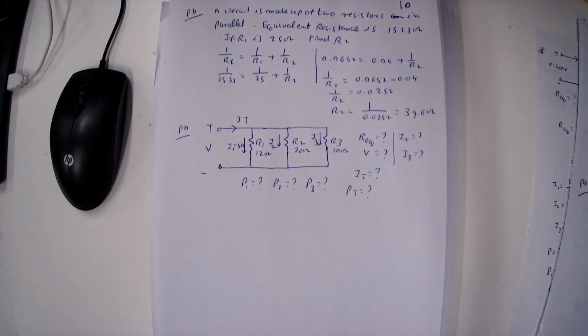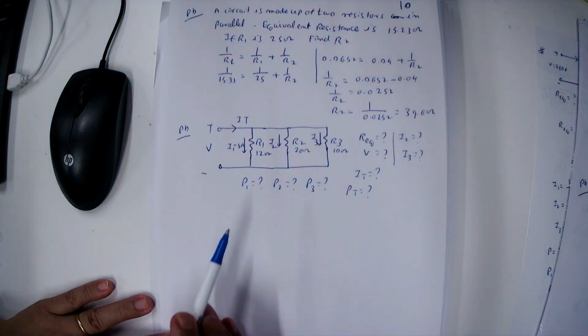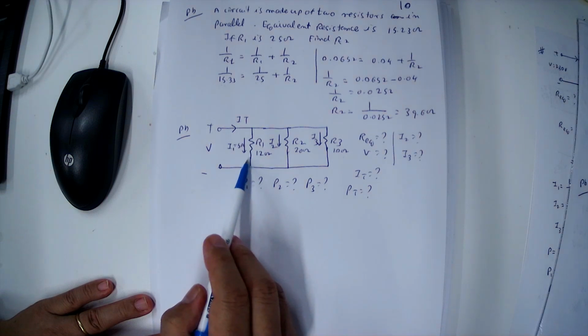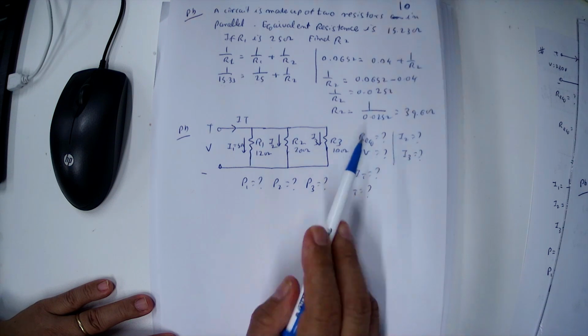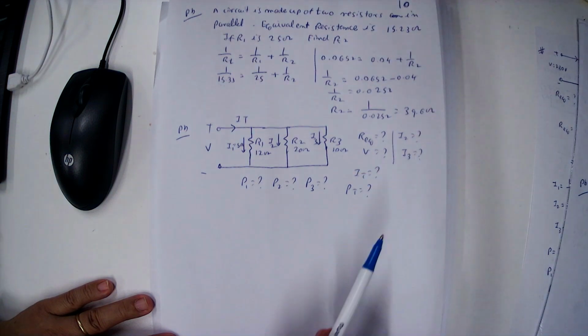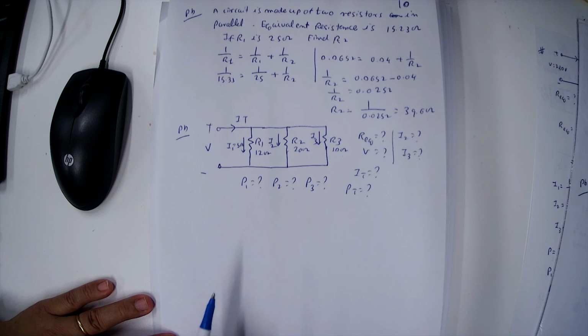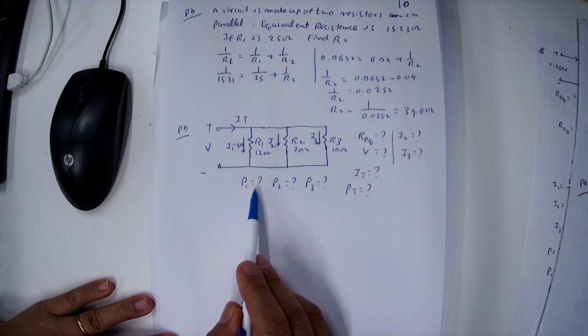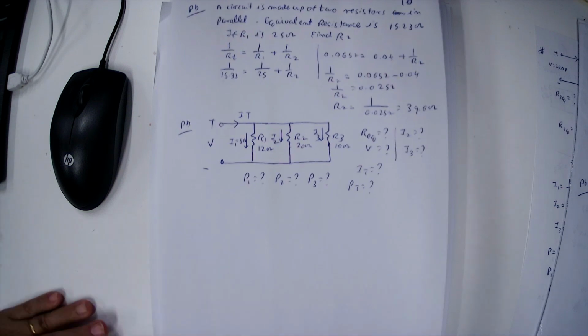So there are three resistors, R1 12 ohm, R2 20 ohm, and R3 10 ohm, connected in parallel. We know the current in resistor R1 is 5 ampere. We have to calculate the total equivalent resistance, the total voltage, the current in R2 and R3, and the powers P1, P2, P3 as well as the total power PT.